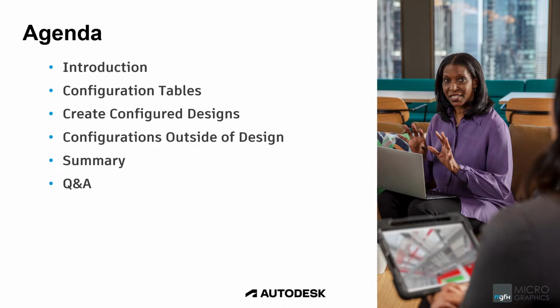For today's webinar, on our agenda, we are going to go through a quick introduction before diving into how configurations works. The main part of configurations in Fusion 360 is the configuration tables. So we'll go through what the configuration table is, how it works. Then we'll move on to creating configured designs, how that whole process of creating the configured design will work. And then once you've created a configured design, what do you do with it? How can you work with that design outside of the design workspace? So we'll look at configurations outside of design. We'll then close off with a summary and any questions and answers at the end of the webinar.